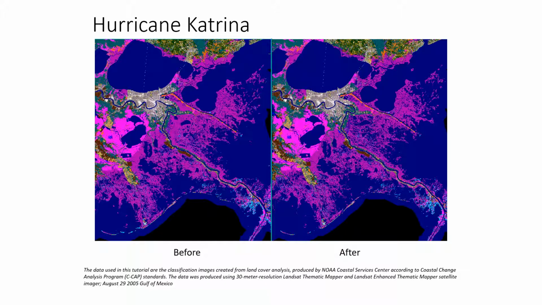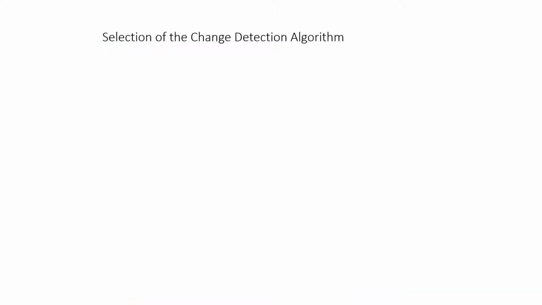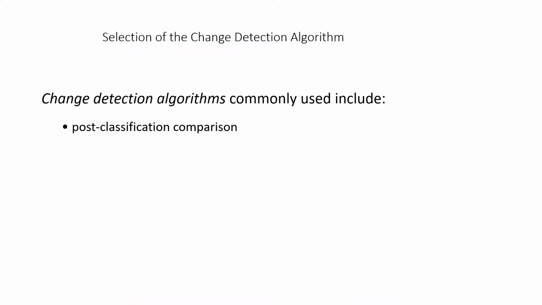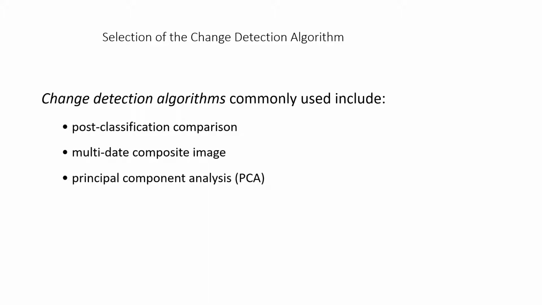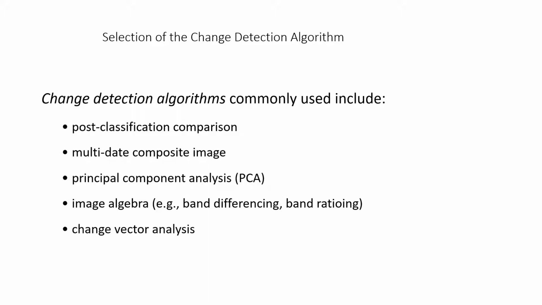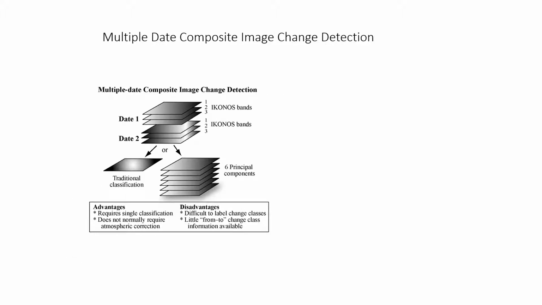Here's Hurricane Katrina before and after, and you can look at the changes. And just looking offhand, it's really hard to see much going on there. So, change detection algorithms commonly used include post-classification comparison, multi-date composite, principal component, image change, we already went through these, binary mask, etc. So what does multiple date composite image change detection look like?